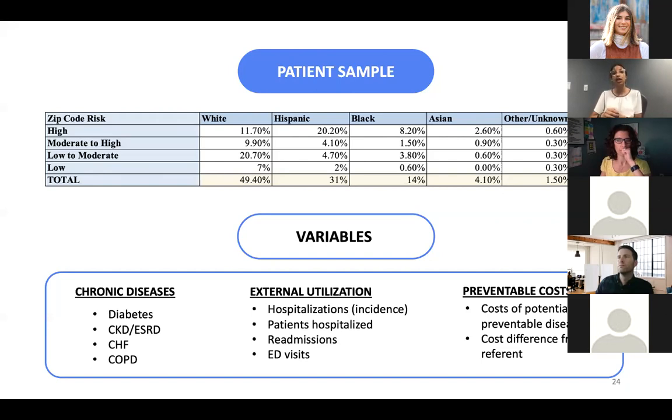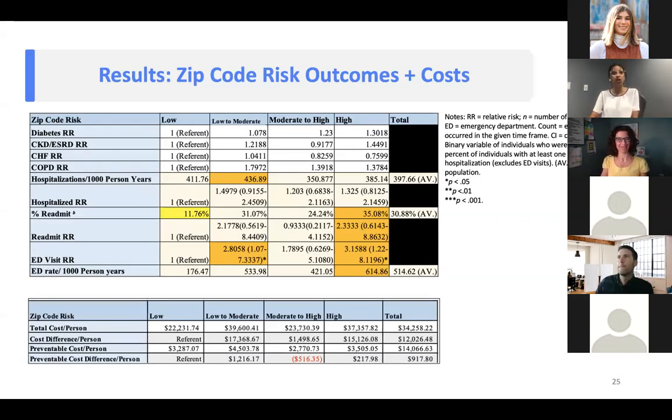And lastly, we looked at total cost per person, and then the cost of potentially preventable diseases and the cost difference from the referent. So here are the results when we tabulated our sample of patients by their zip code risk. I will say that some of the patient incidences and prevalences have been removed for anonymity, but these are our zip code outcomes. And I know this is a very overwhelming graph to look at. We're going to break it down.